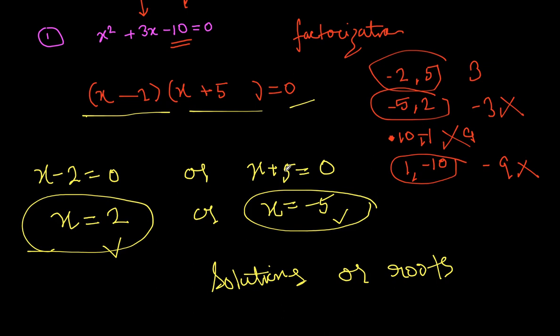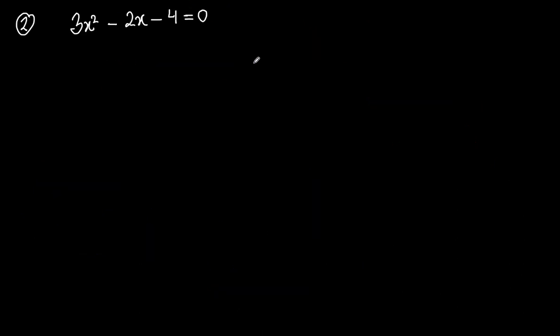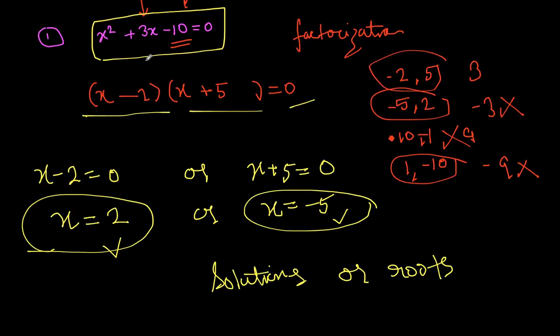Now the next method: sometimes the factorization method will not work. This question was very simple, that's why the factorization method worked here. But sometimes it will not work, and if you factorize such a question, it becomes difficult. Then we have to use a formula which is universal, and this formula can be used for anyone. It can be used for this question also.